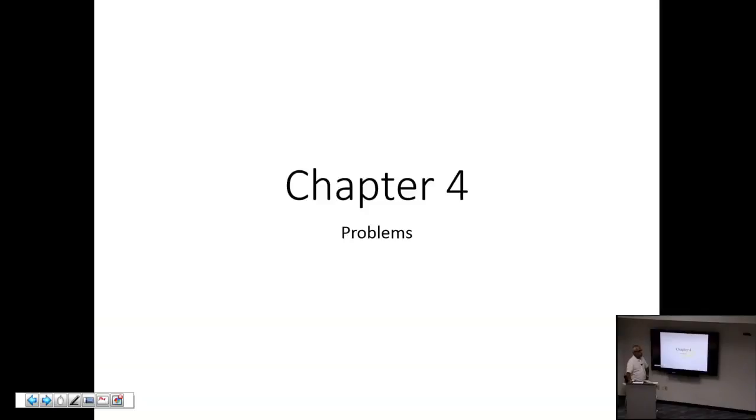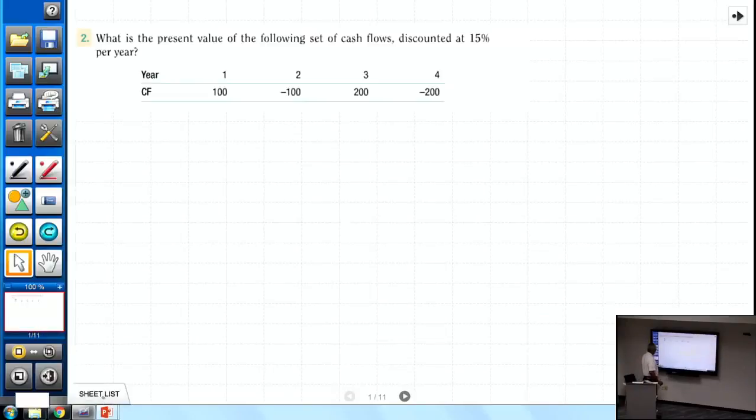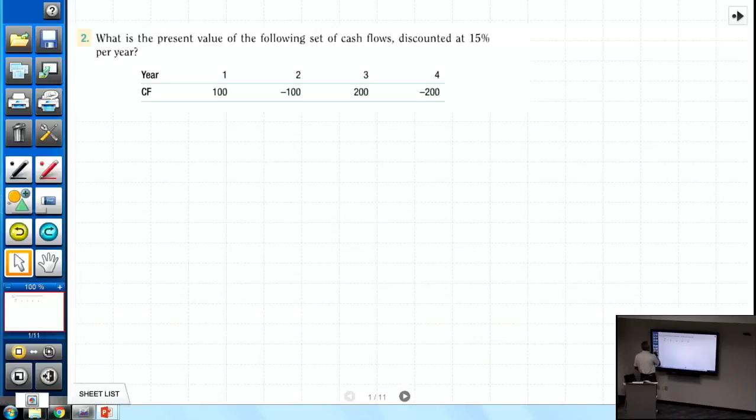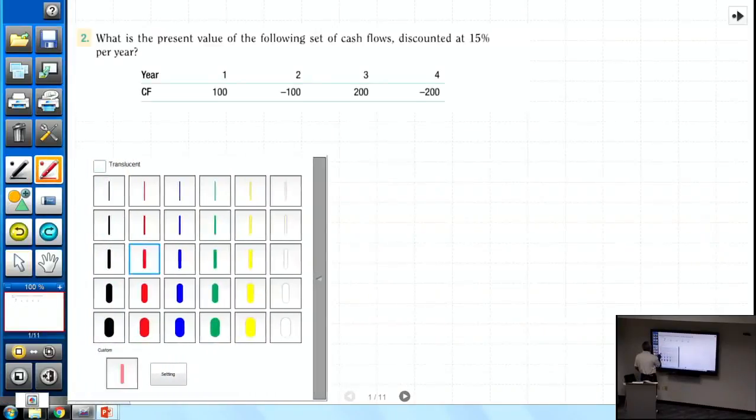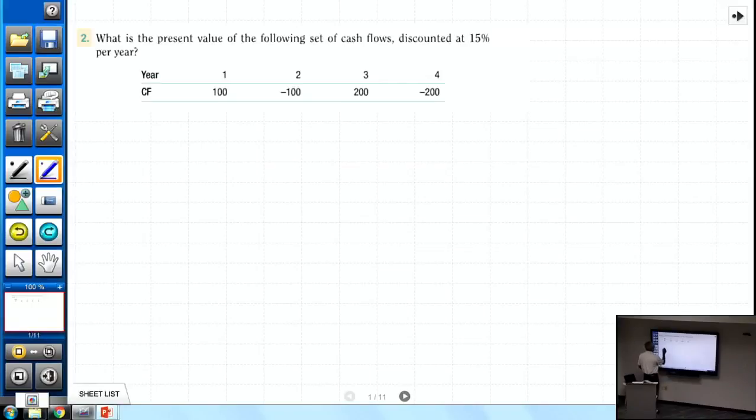So we're going to be looking at problems from chapter 4. So let's look at the first problem. Now we are looking at time value of money problems that have different cash flows in different years. So one of the ways to solve a problem like this, again, we start by putting it into a timeline.